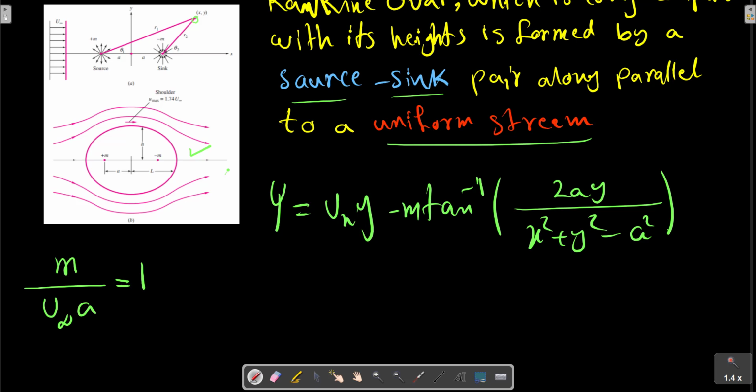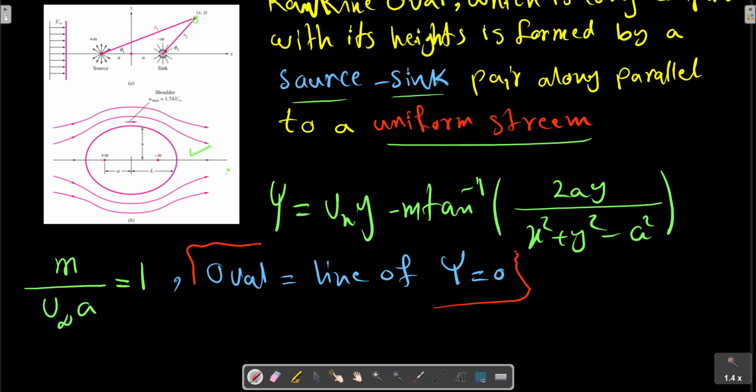The circulating streamlines inside the oval are uninteresting and not usually shown. The oval is the streamline psi equals 0. There are stagnation points at the front and at the rear point. Here, stagnation point here.